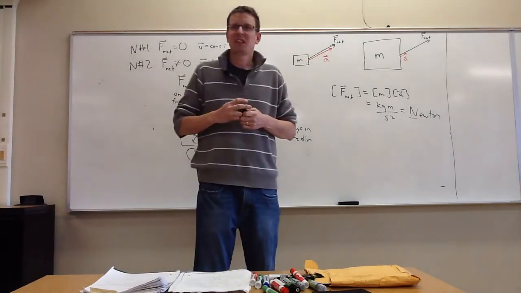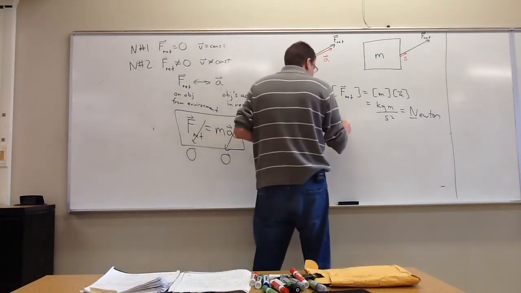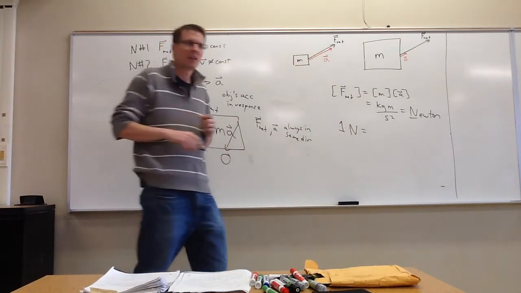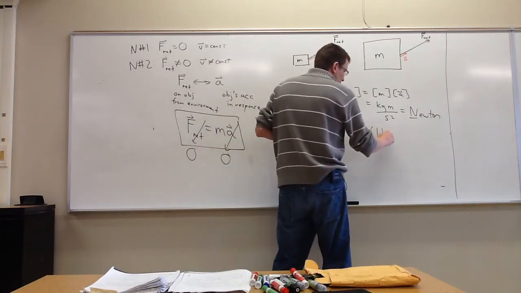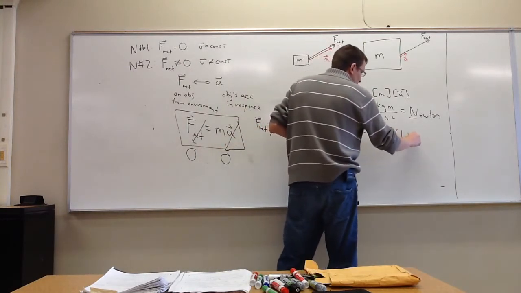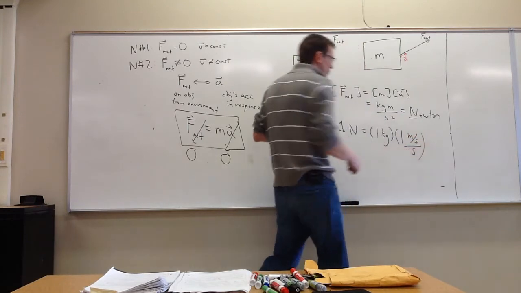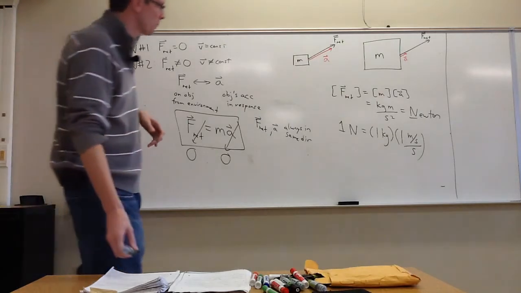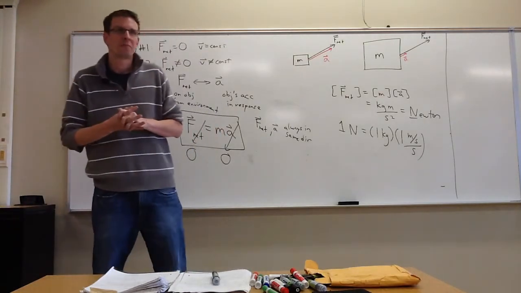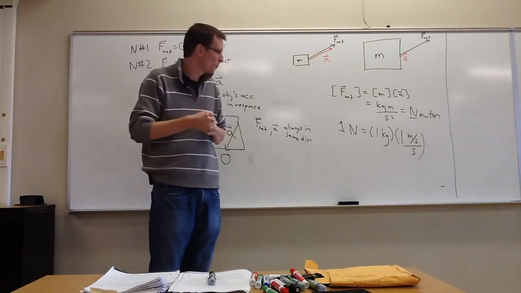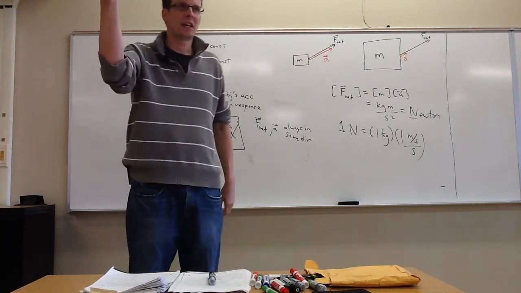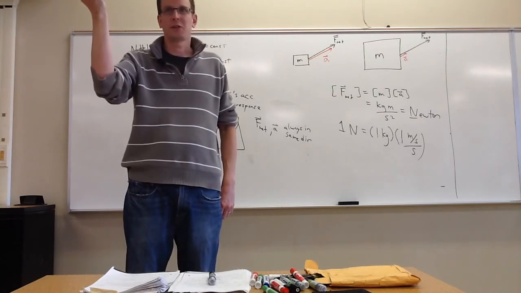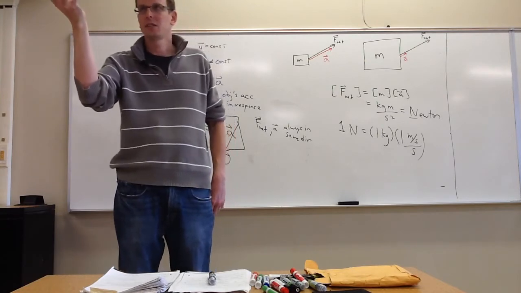Let me try to give you a sense of what 1 Newton of force means. One way to visualize it: it's the amount of force it takes to take 1 kilogram and accelerate it by 1 meter per second squared, or I'll write it in the more conceptual way, meters per second per second. So let's imagine this. I've got a 1 kilogram mass in my hand. That's about 2.2 pounds on Earth. I can hold a kilogram in my hand.